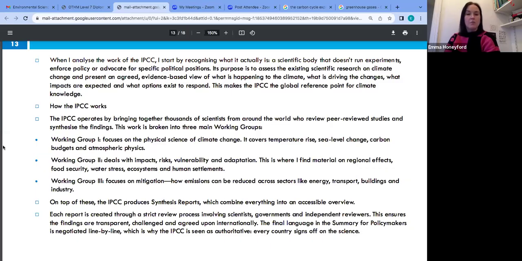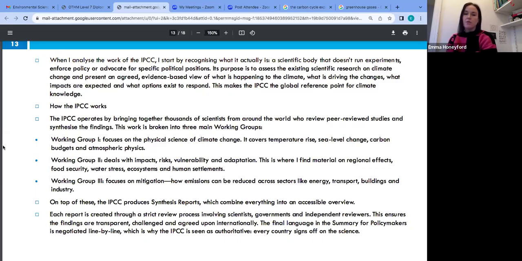The second working group looks specifically at the impacts, the risks, vulnerability and adaptation, so how we respond. We're at a point now where we know climate change is already happening. We're seeing many negative impacts across the world. So we are looking at ways that we can adapt and respond and make the planet a safer place. This is where we can look at regional effects, food security, water stress, ecosystems and human settlements.